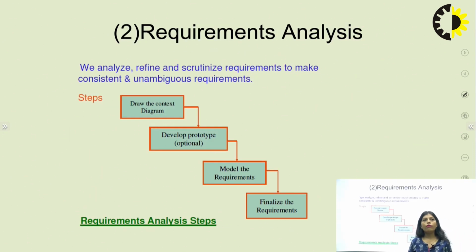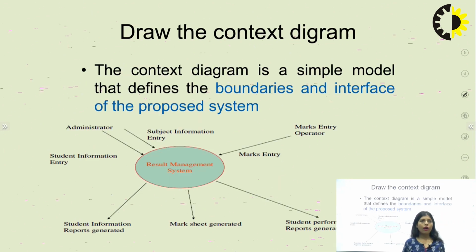Second is requirement analysis. The second activity of the requirement engineering process is requirement analysis. These are the steps which come under requirement analysis. First is draw the context diagram. Second is develop prototype. Third is model the requirement, and fourth is finalize the requirement.